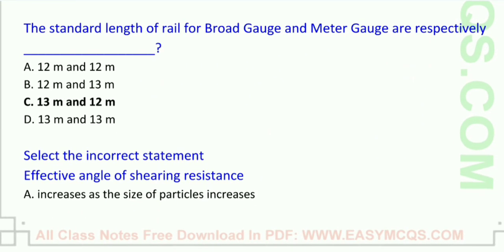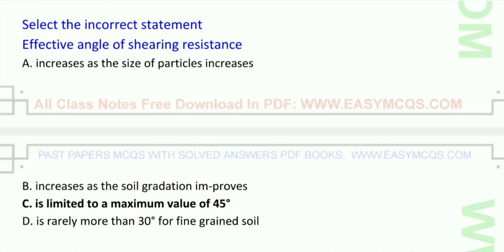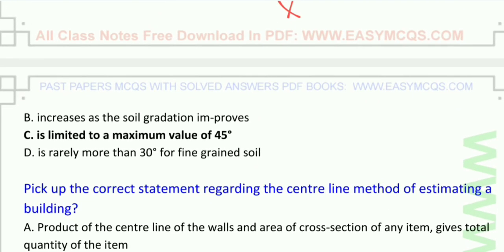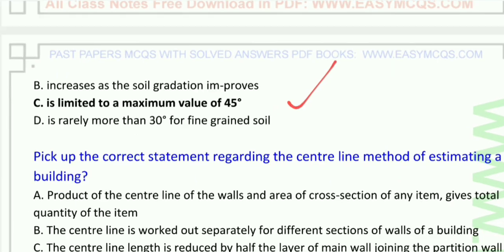Next, the standard length of rail of broad gauge and meter gauge are respectively 13 meter and 12 meter. Select the incorrect statement. Effective angle of shearing resistance increases as the size of particle increases. C is right. It is limited to a maximum value of 45.